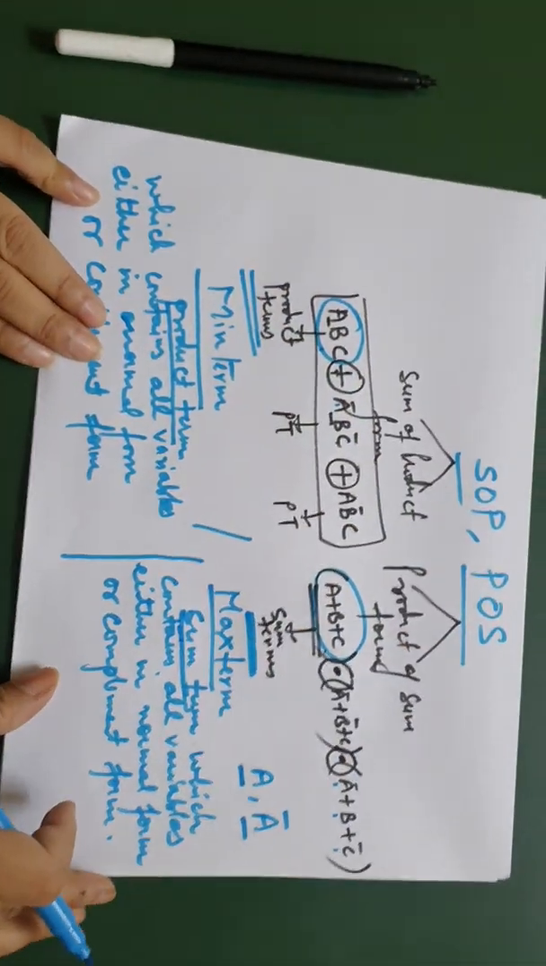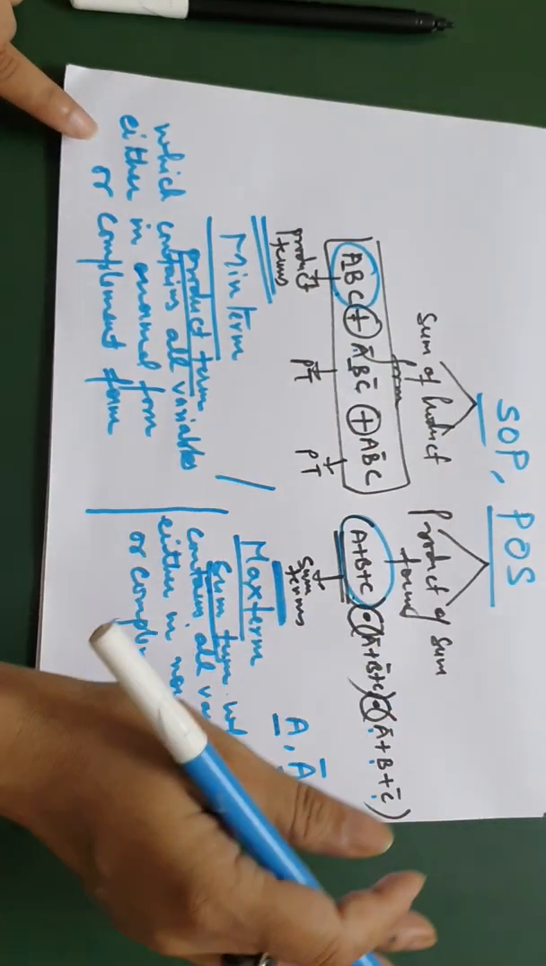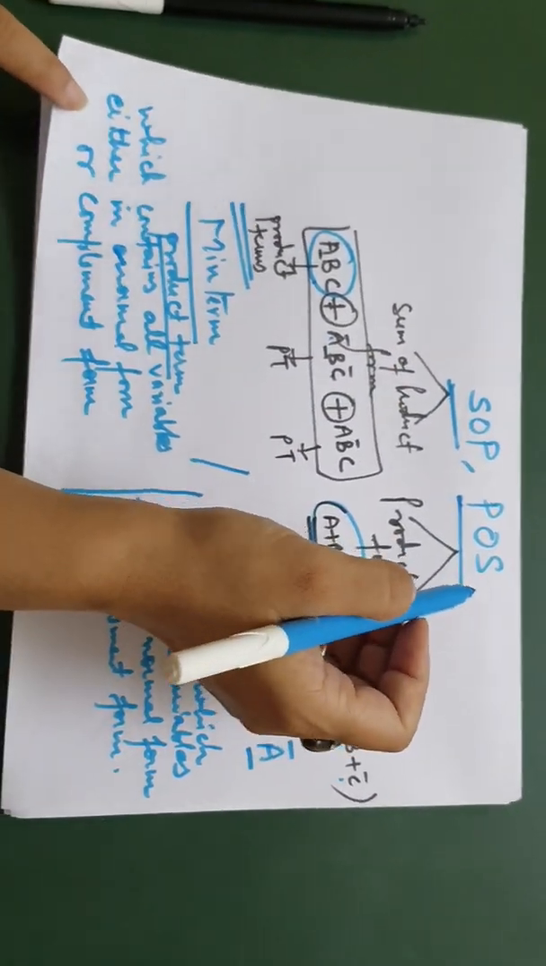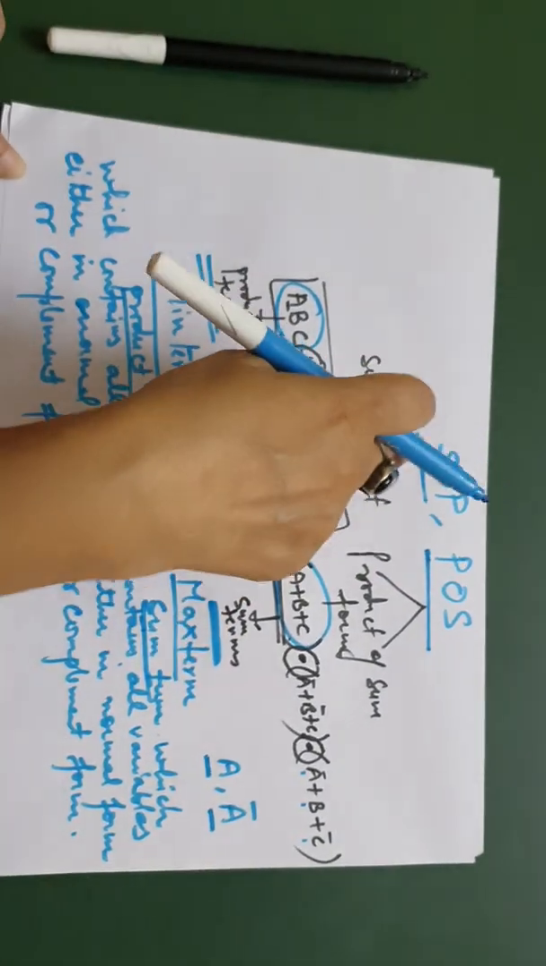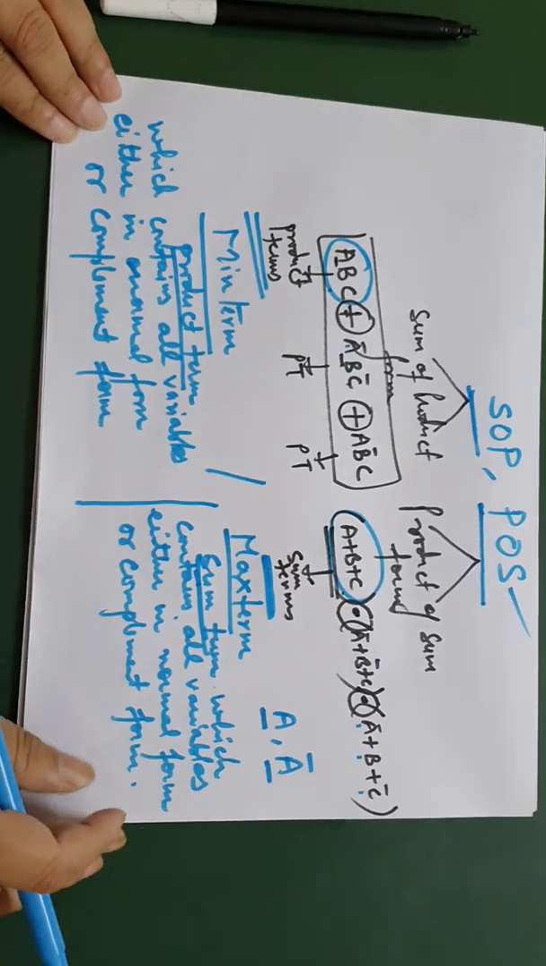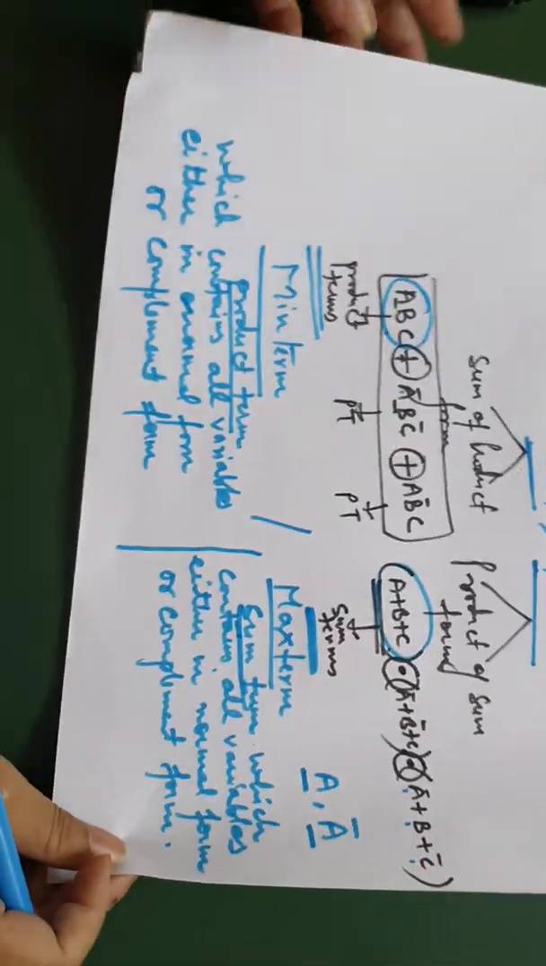So I hope the concept of SOP and POS is clear, and we can solve a K-map either in SOP form or POS form. Most of the questions in exams come in the form of SOP, and we can translate them into the POS form as well. So I hope these basic terms are clear to all of you.